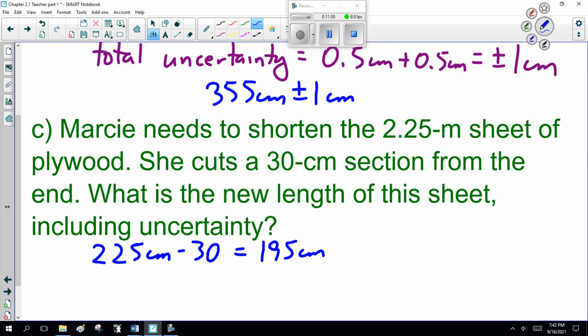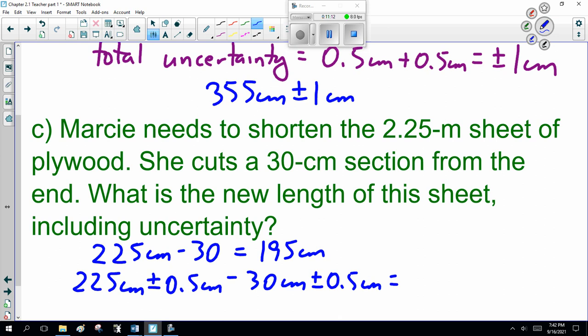Now, the problem is, I should be saying 225 centimeters plus or minus 0.5 centimeters minus 30 centimeters plus or minus 0.5 centimeters. I really should be writing it this way. Actually, should I? No, as long as you realize 195 centimeters plus or minus 1 whole centimeter. So that's what I should be making a note of here. We add our uncertainties.